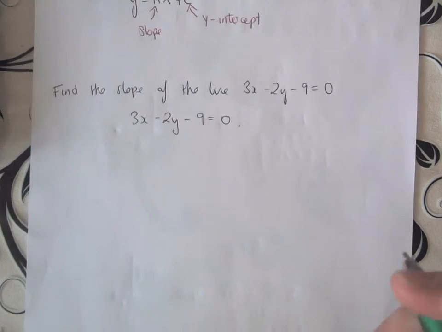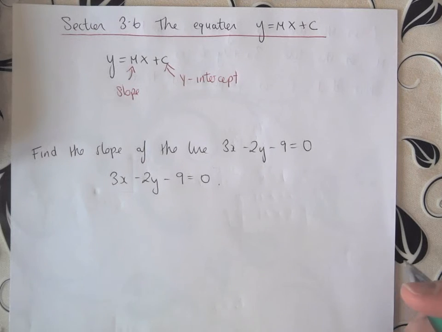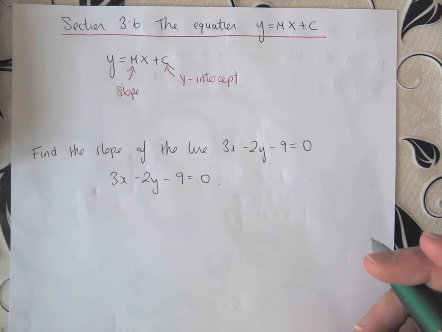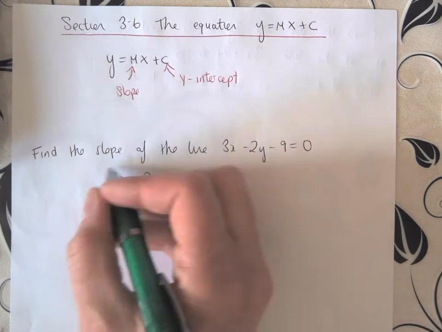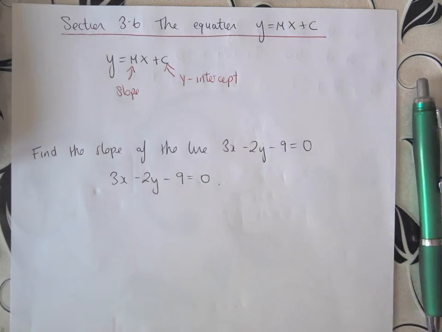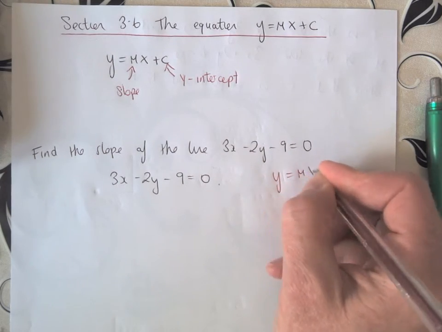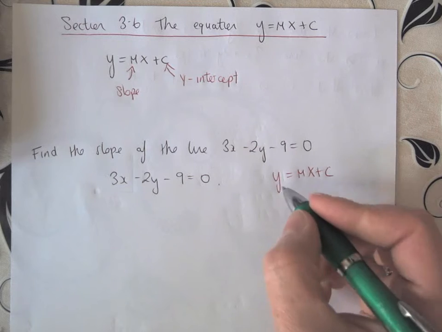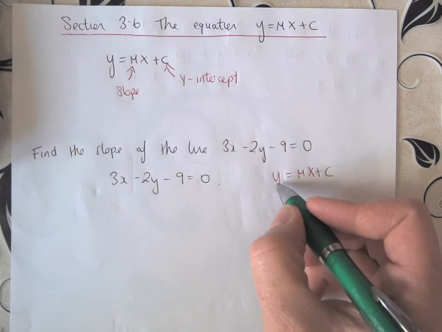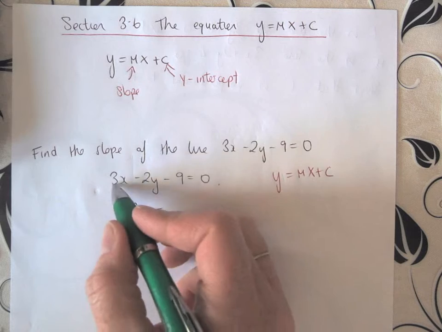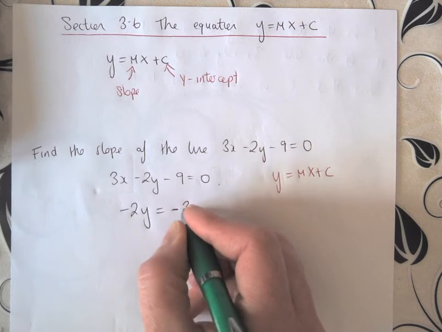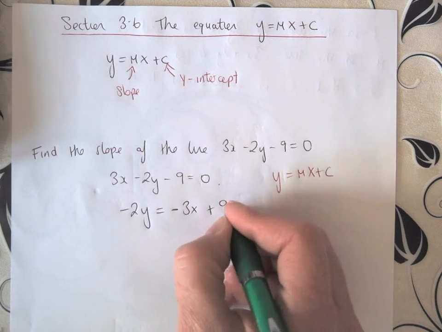So let's look at questions involving this. Find the slope of the line 3x minus 2y minus 9 equal to 0. When we're asked to find the slope of a line and we're given the equation, we need to write it in the form y equals mx plus c. So we have to get the y on its own at this side. This is staying where it is. This is coming over the equal, so it changes sign. And this is coming over the equal, so it changes sign.